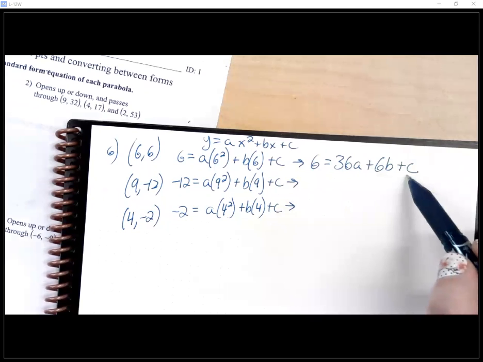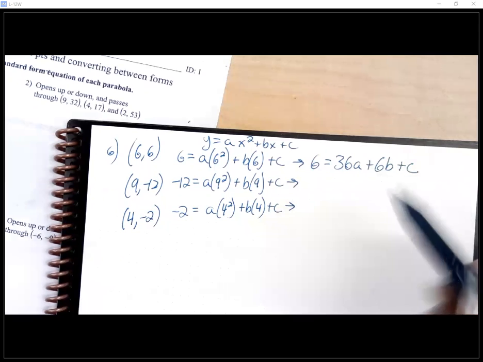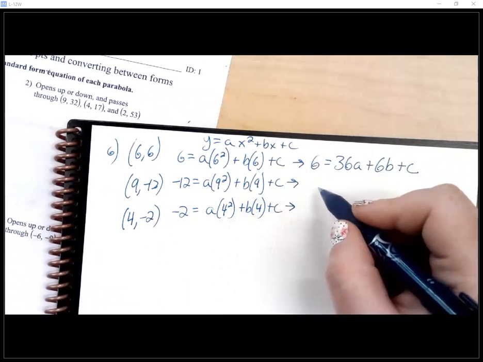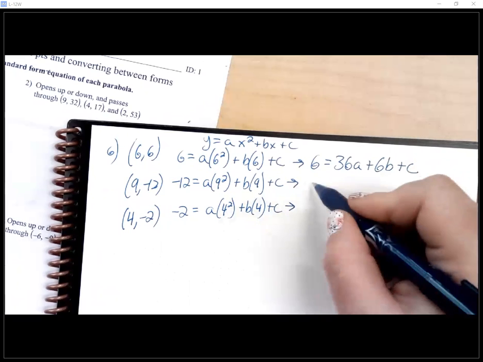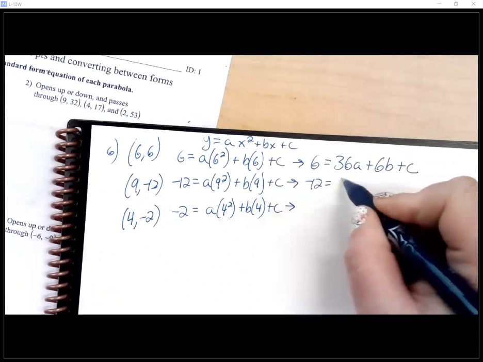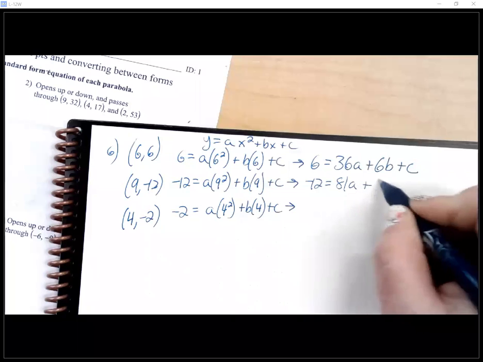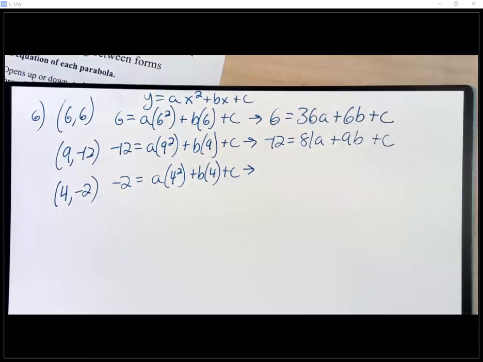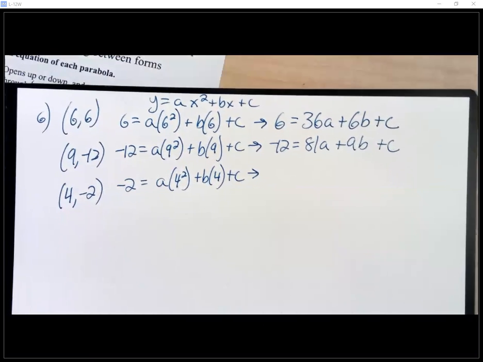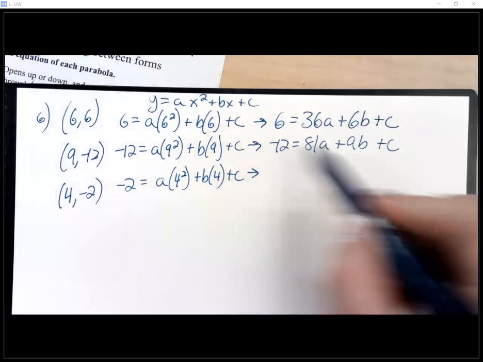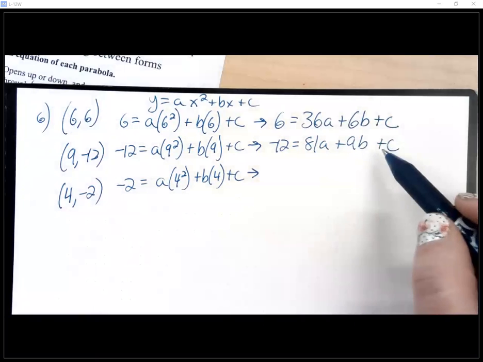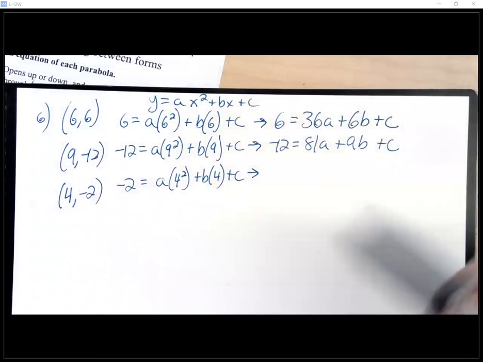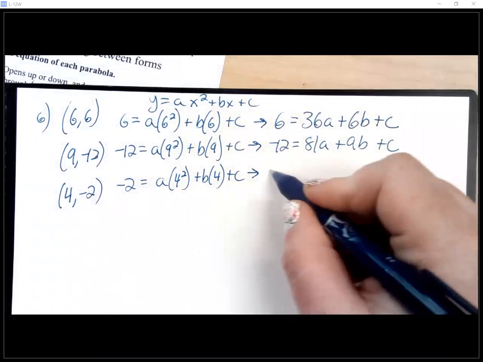Yeah, good. All right, someone tell me your second one. What does that look like? Elise, go ahead. -12 equals 81A plus 9B plus C. Perfect. There's the second one. So make sure, let me zoom in a little bit. Make sure that yours looks like that, right? So make sure you have the -12 there. All of these happen to be positive. All right, and who's got the third one? Angelina, go ahead. -2 equals 16A plus 4B plus C.